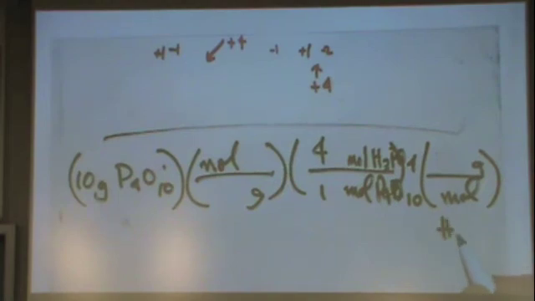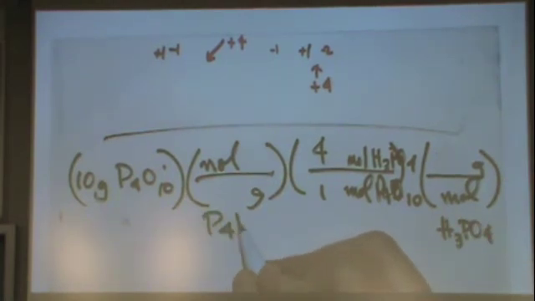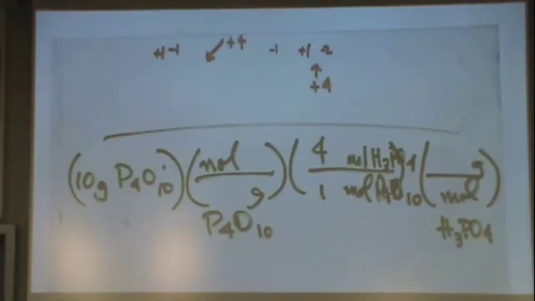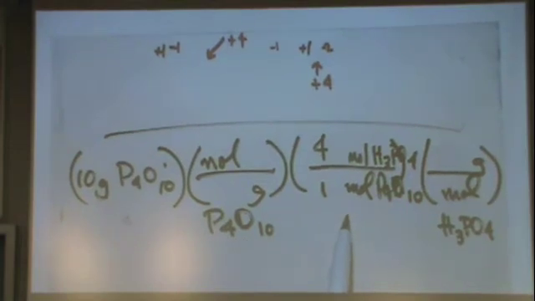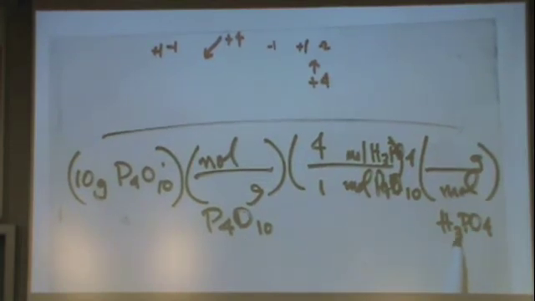Here's the molar mass of H3PO4. Here's the molar mass of P4O10. Is that okay? For part B, you start with perchloric acid, which is the other reactant. You do the same thing, but you just start with perchloric acid. And then you use that molar mass, that molar ratio, and then go to mass.